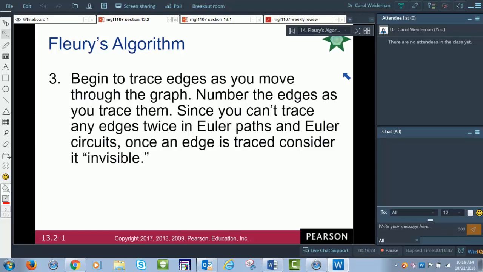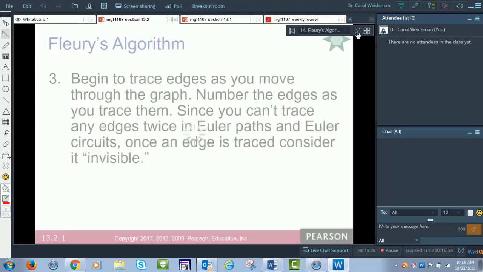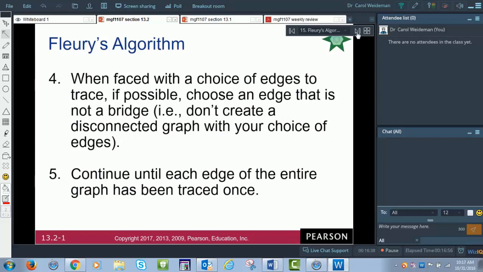Trace the edges as you move through the graph. Number the edges as you trace them. Since you can't trace any edges twice in the Euler path and circuit, once the edge is traced, consider it invisible. That was kind of my tip of crossing out. They're suggesting here that you number so you get your circuit or path in the right order.